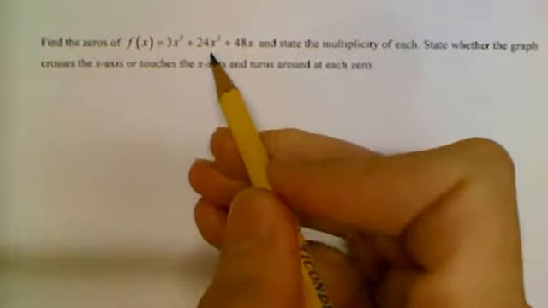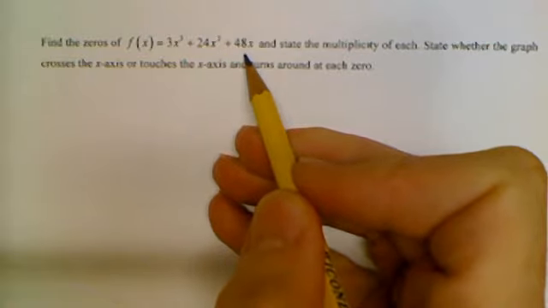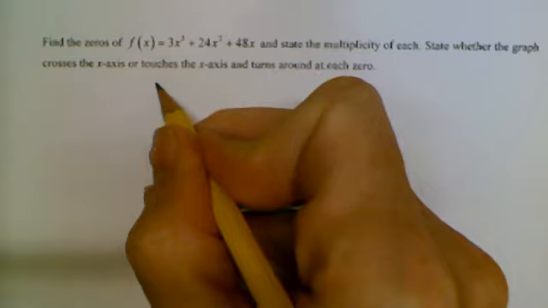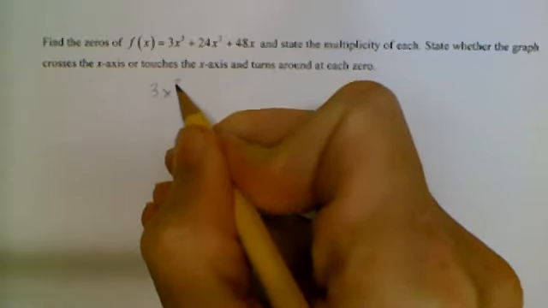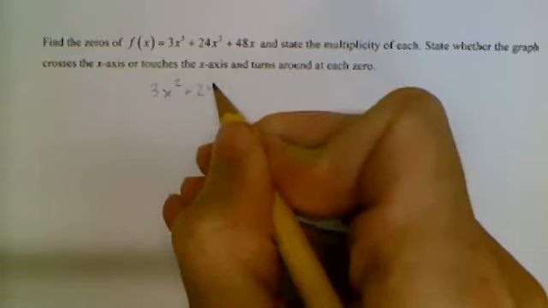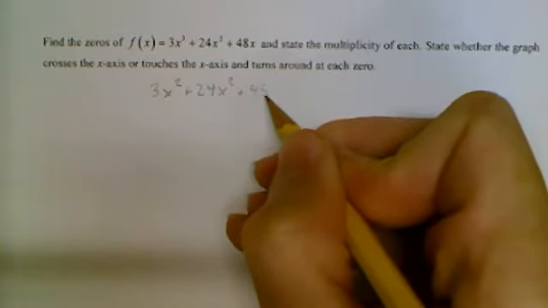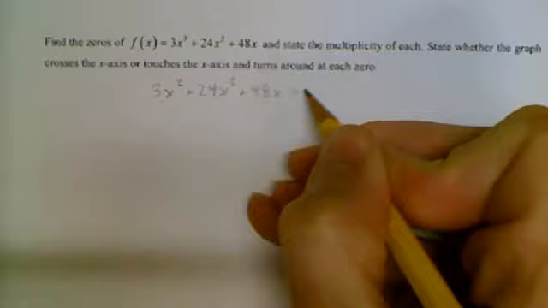Let's find the zeros of the polynomial function 3x cubed plus 24x squared plus 48x. To do that, we need to set the polynomial equal to 0. And then we're going to solve that polynomial equation by factoring.